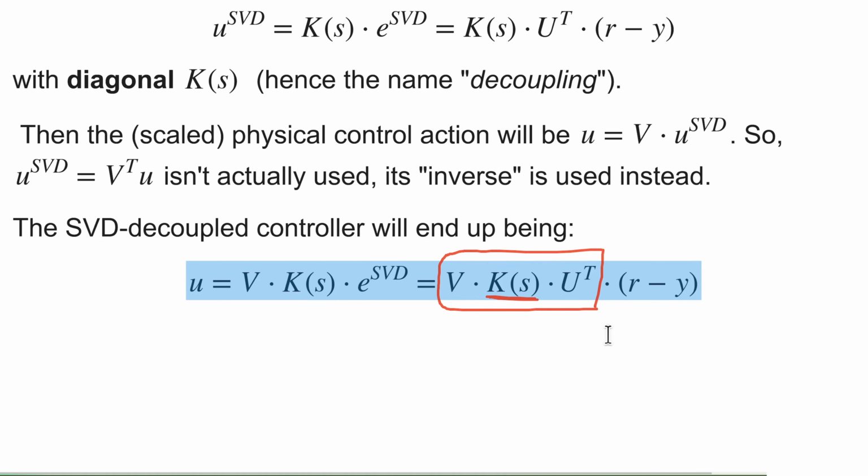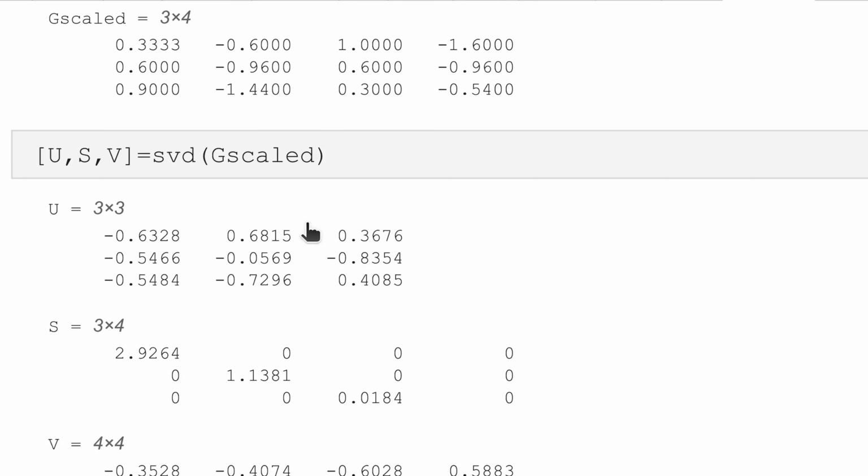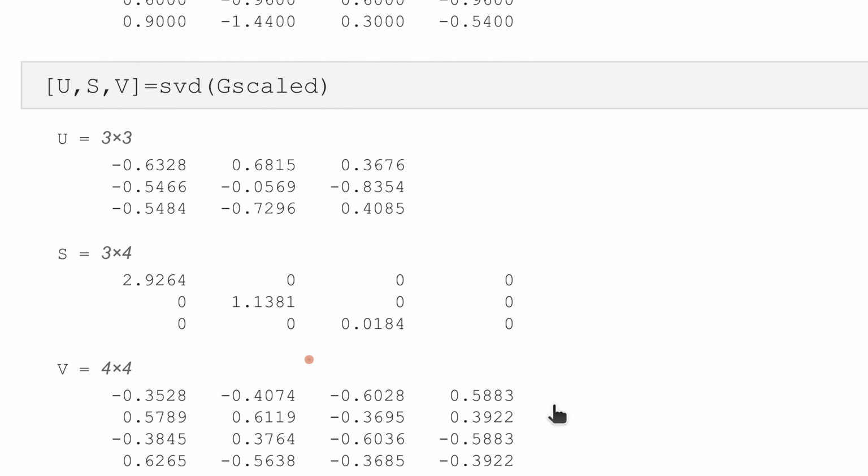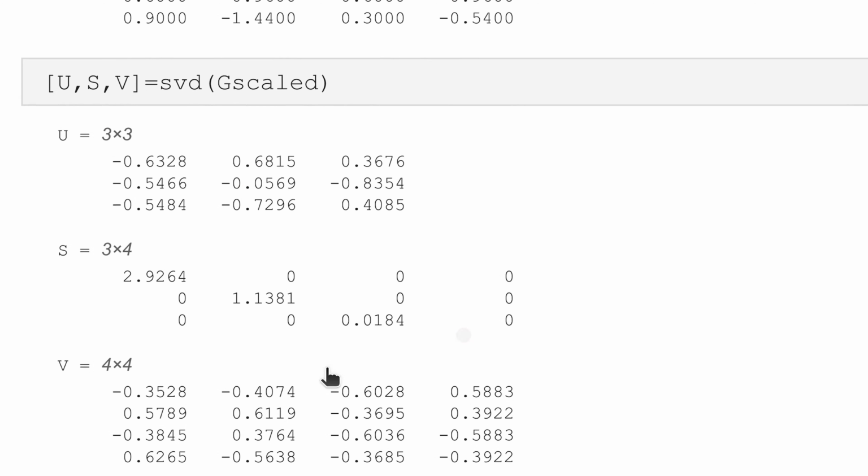Well, the thing is that this SVD controller is what I would implement, but we need one last refinement. Imagine that I have this matrix and I carry out this singular value decomposition and I get these things. Then we have a problem here, because we have a principal gain here of 0.02.